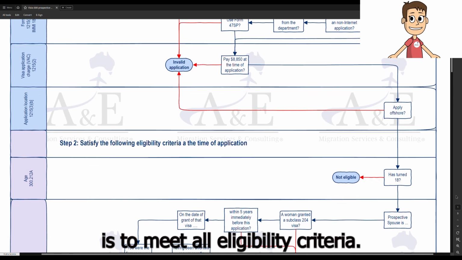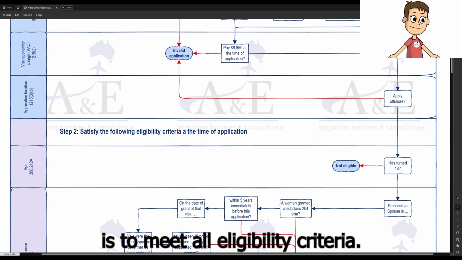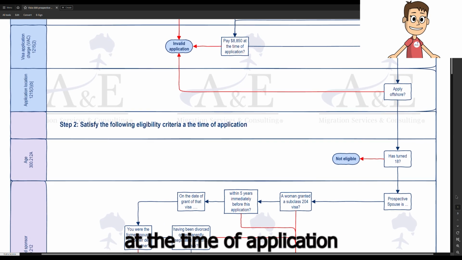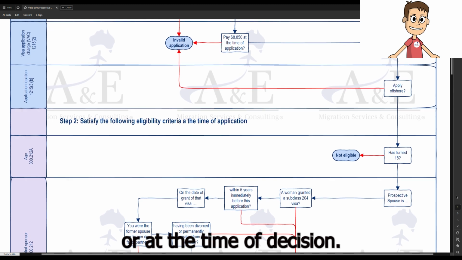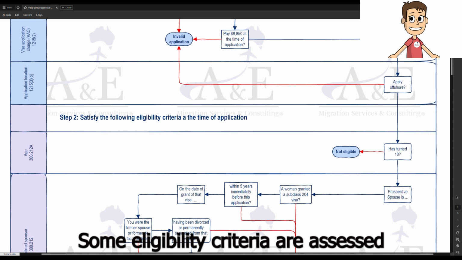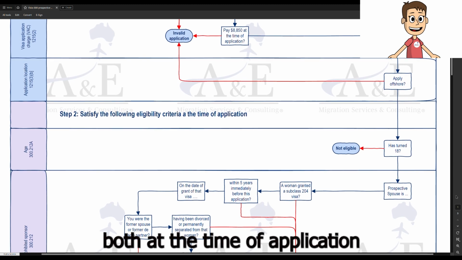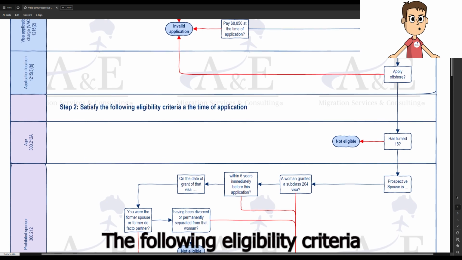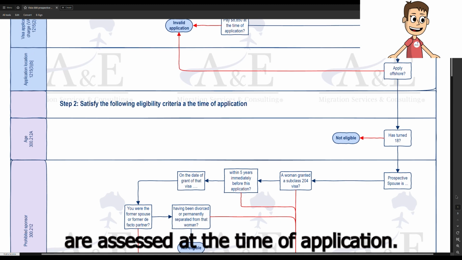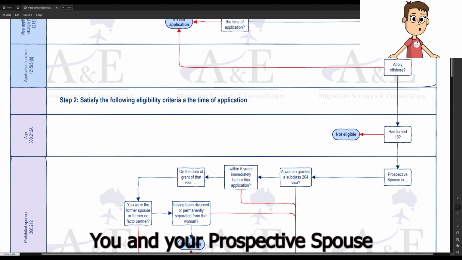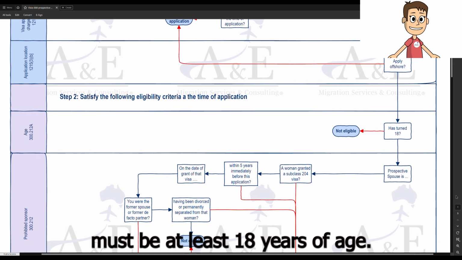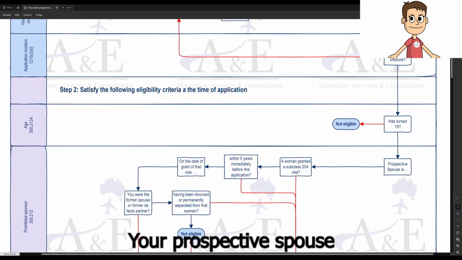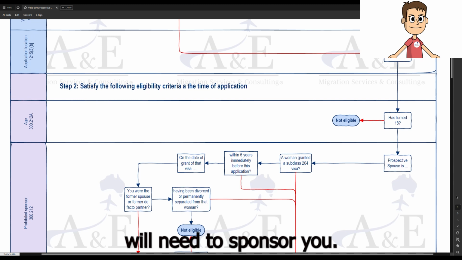The second step is to meet all eligibility criteria. Your eligibility for this visa will be assessed either at the time of application or at the time of decision. Some eligibility criteria are assessed both at the time of application and decision. The following eligibility criteria are assessed at the time of application. You and your prospective spouse must be at least 18 years of age when you apply for this visa. Your prospective spouse will need to sponsor you.